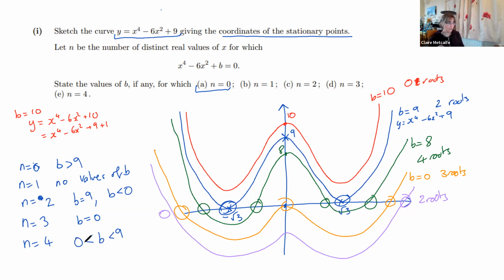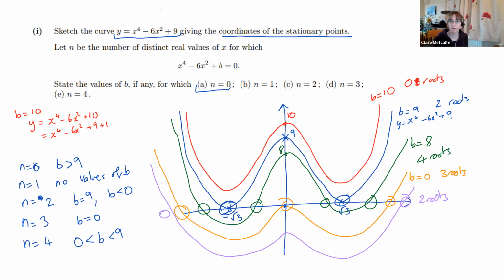So it's a good idea just to check we've covered all values of b and that we haven't double counted. So when b is negative, n equals 2. When b equals 0 exactly, n equals 3. For b between 0 and 9, n equals 4. b equals 9 exactly, n equals 2. And b bigger than 9, n equals 0. So we've covered all the possible values of b and we haven't double counted any.